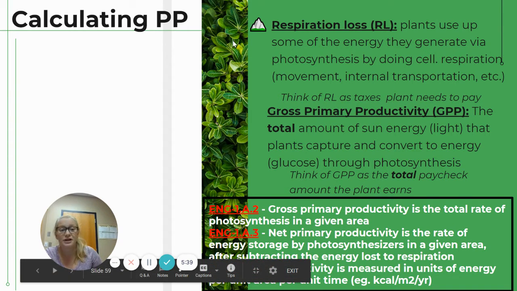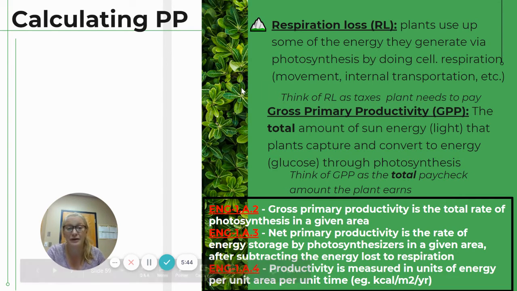And then the respiration loss are those taxes that you pay out of your paycheck for federal and state and Medicare, Medicaid, I don't remember which one it is, taxes that are taken out so that you can continue to live, because you use the roads, right? So you need to pay taxes on the roads. So the gross primary productivity is the total amount. If you make $10 an hour and you work 10 hours, you make $100. But then you have to pay a little bit in taxes, the respiration loss, so that you can continue to live.